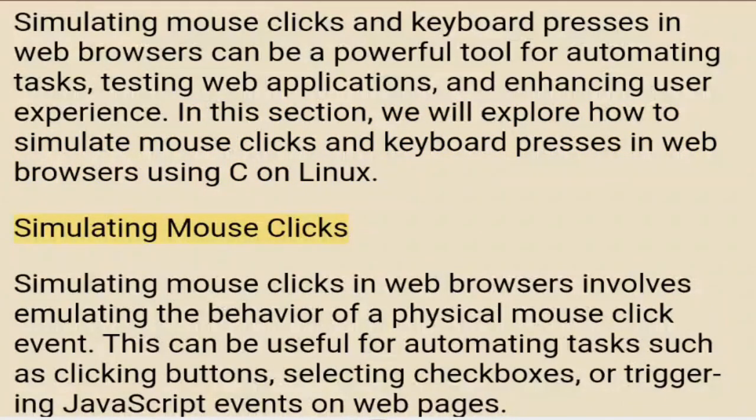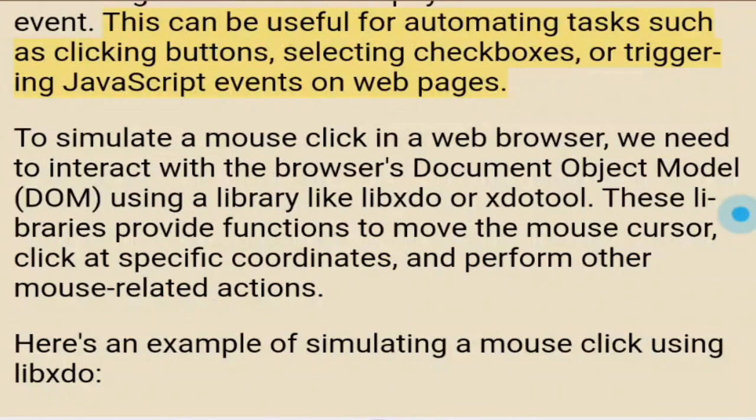Simulating mouse clicks. Simulating mouse clicks in web browsers involves emulating the behavior of a physical mouse click event. This can be useful for automating tasks such as clicking buttons, selecting checkboxes, or triggering JavaScript events on web pages. To simulate a mouse click in a web browser, we need to interact with the browser's document object model (DOM) using a library like libxdo or xdotool. These libraries provide functions to move the mouse cursor, click at specific coordinates, and perform other mouse-related actions.